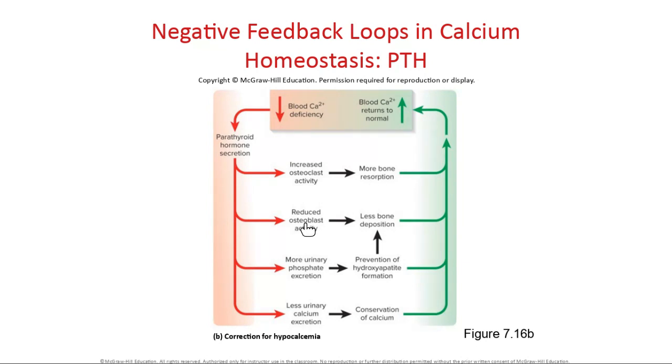Second effect, remember PTH also binds to osteoblasts, right? So PTH in this way will directly influence osteoblast activity by causing it to do less bone deposition. And then the next effect is at the level of the kidney. We're going to have an increase in phosphate excretion.